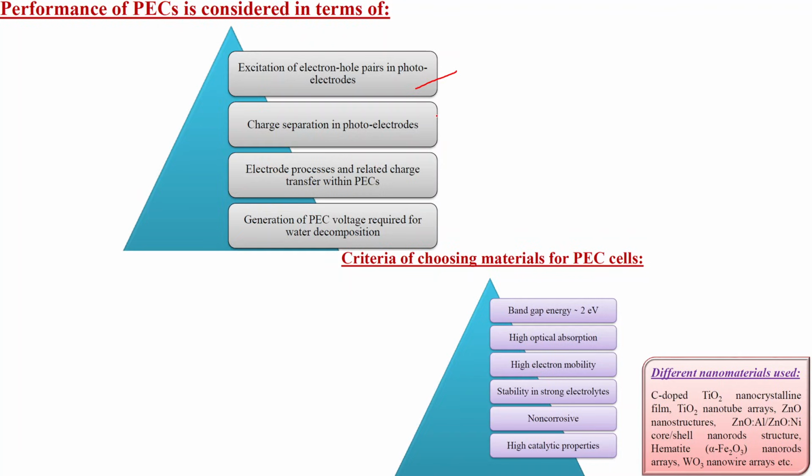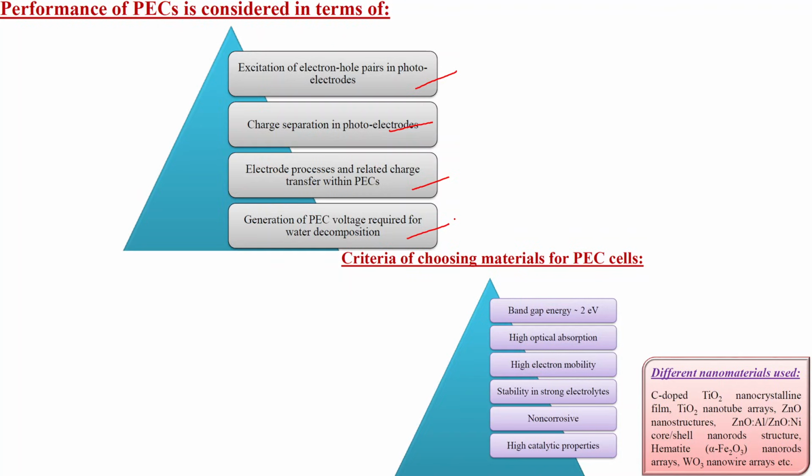Okay. Now coming to the performance of PECs, it is considered in terms of excitation of electron hole pairs in the photoelectrode. How easily the excitation of the photoelectrode takes place and how easily the electron and hole pairs are formed. Then how easily the charge separation takes place, how easily the electrons and holes separate and help in water splitting. Then electrode processes and related charge transfer within PECs. Then generation of the PEC voltage required for water decomposition.